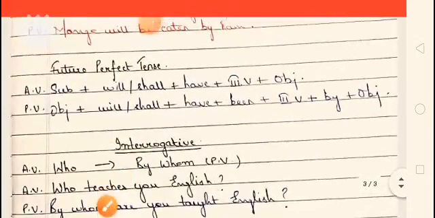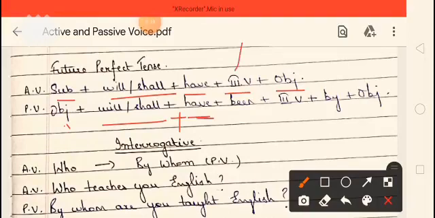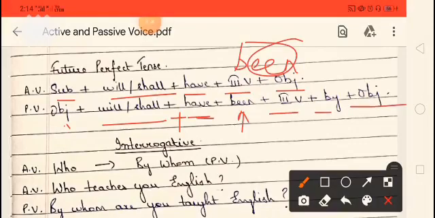Now let's go towards future perfect tense. The active voice structure of future perfect tense is subject plus will or shall plus have plus third form of the verb plus object. Passive voice will become object plus helping verb, that is will or shall, plus have. I have already told you that in case of perfect tense the word been is used, so after the helping verb, been is used, plus third form of the verb plus by plus subject.